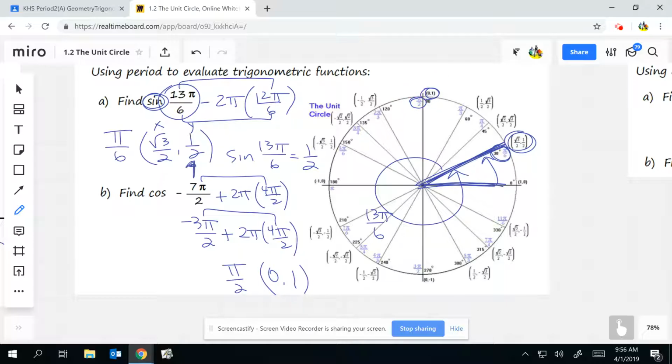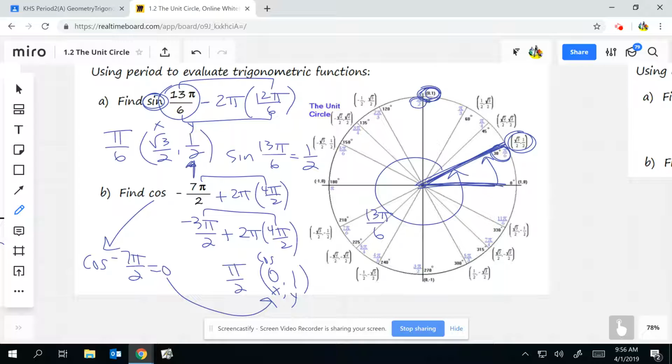And we want cosine. Cosine is your x value. So the cosine of negative 7 pi over 2 is going to be a 0 because it's that coordinate right there. When we find that negative 7 pi over 2 is the same as regular pi over 2, that means we have to use that coordinate. That means your cosine of that angle's got to be a 0.